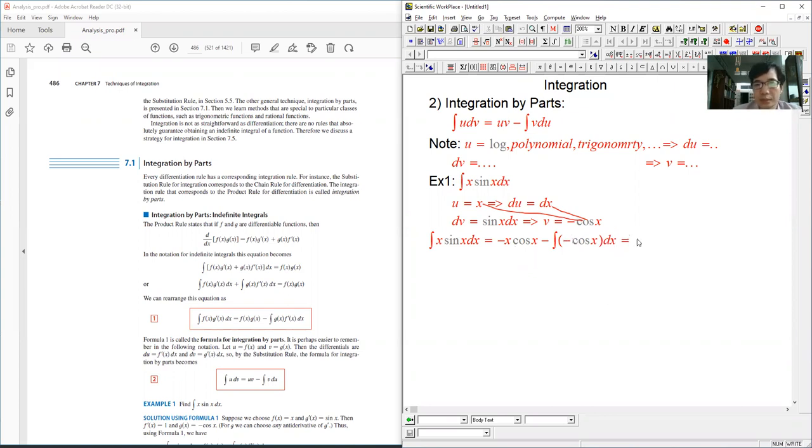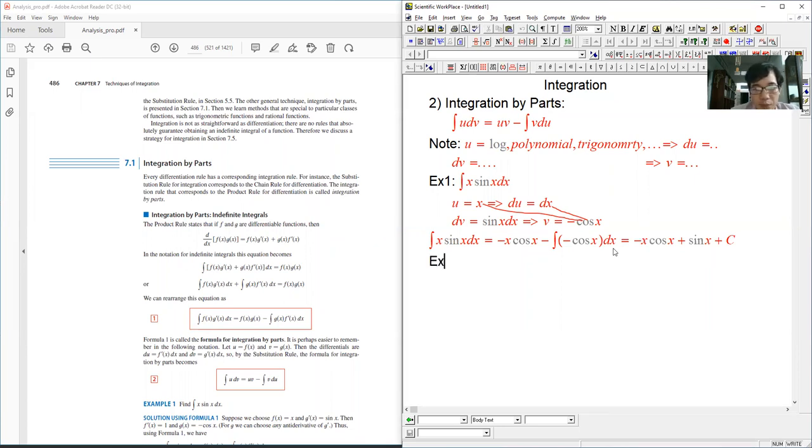So we did this one, but we have to continue to integrate for this formula. So we keep minus x cosine x, minus negative and negative, so it's positive. The integral of cosine is sine x, and finally we plus C.